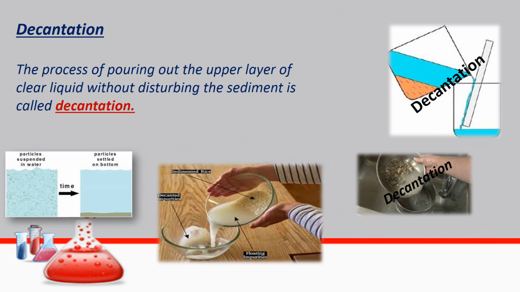Okay, now what happens? The upper layer of water that contains the impurities is removed, and the sediments, that is these pulses, are retained back. So the water that is removed is known as the supernatant, and the remains, that is the pulses, are known as the sediment, and that is the solid component.